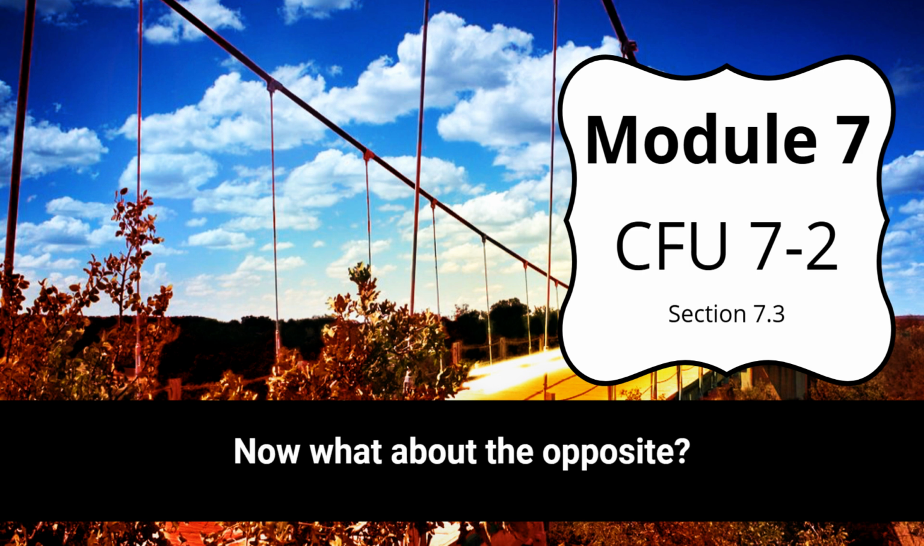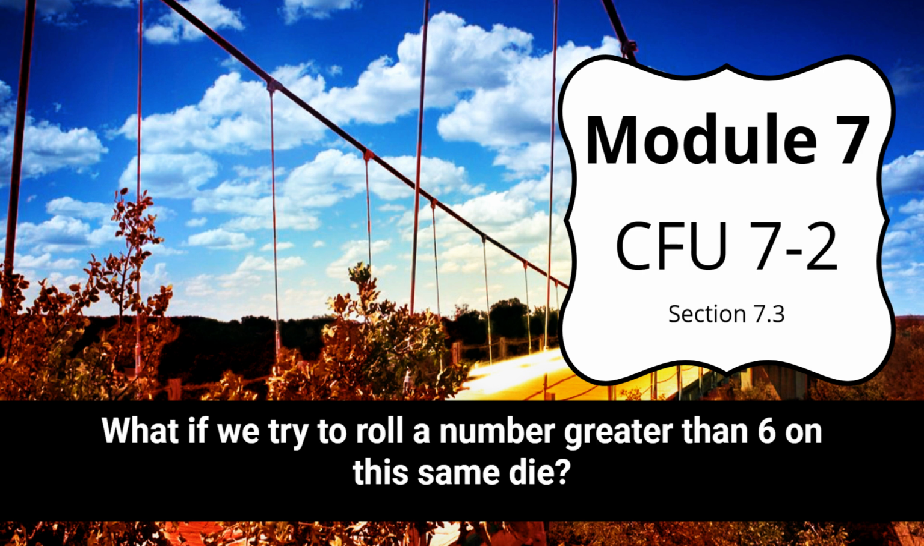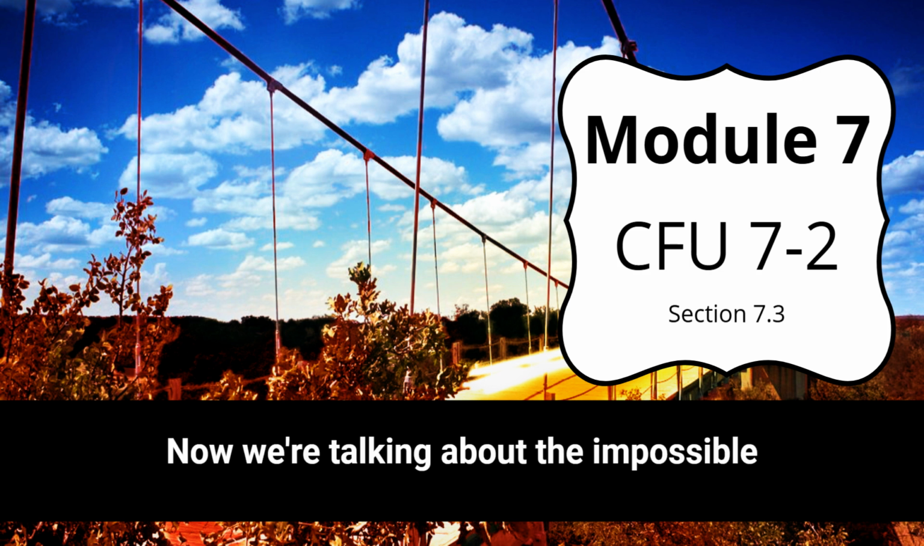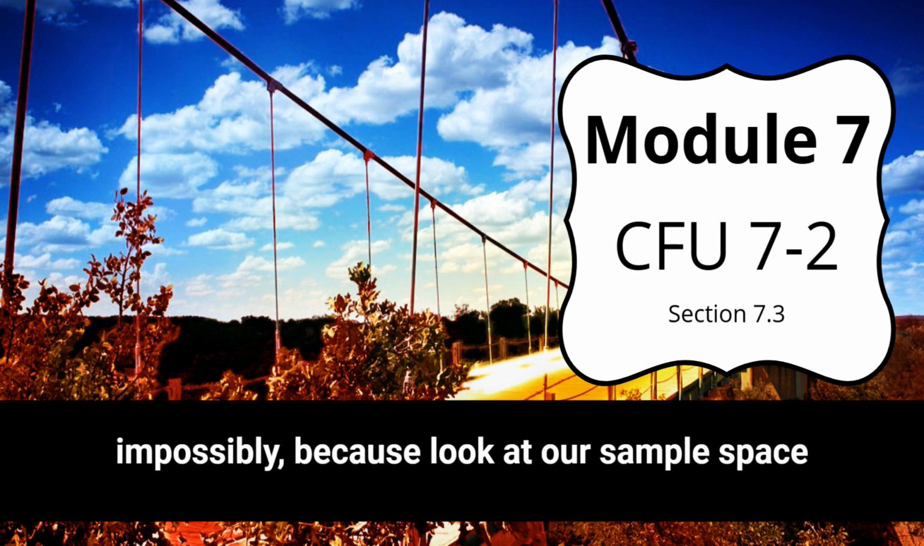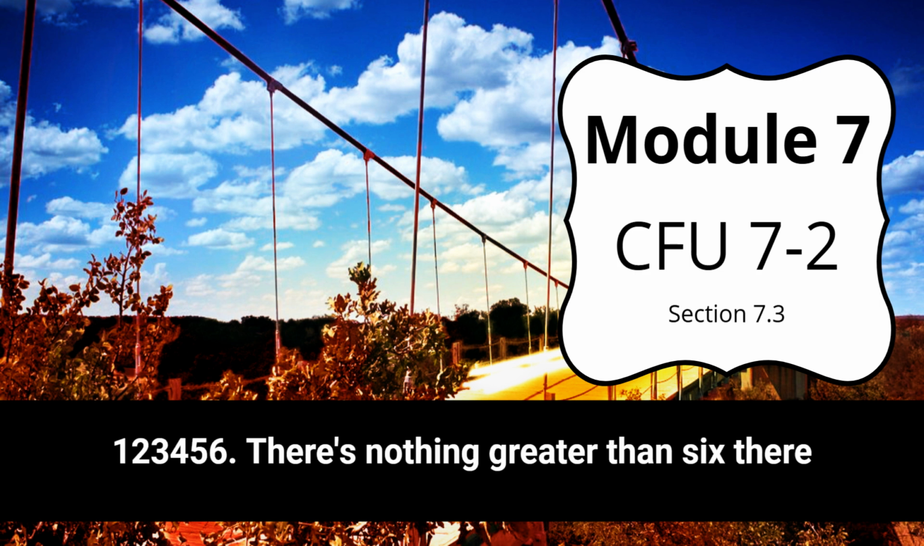It's a sure thing. It's a lock. Yeah. Now, what about the opposite? What if we try to roll a number greater than 6 on this same die? Now we're talking about the impossible. Because look at our sample space: 1, 2, 3, 4, 5, 6. There's nothing greater than 6 there. Nope, not a single one.